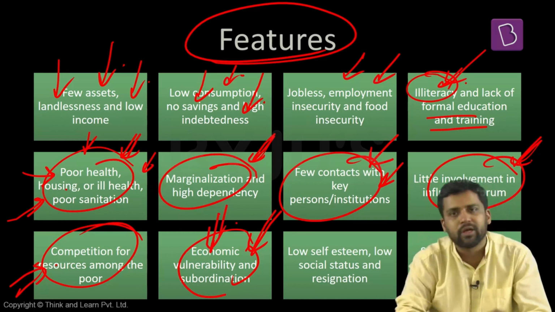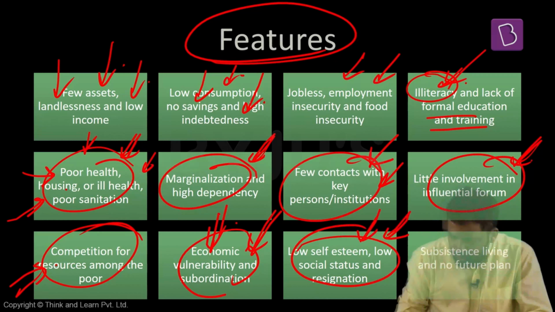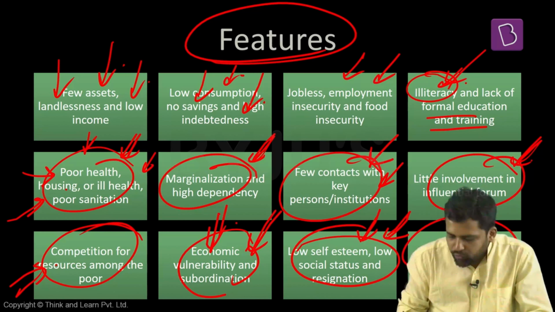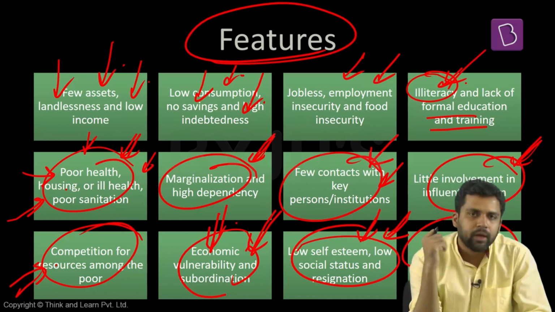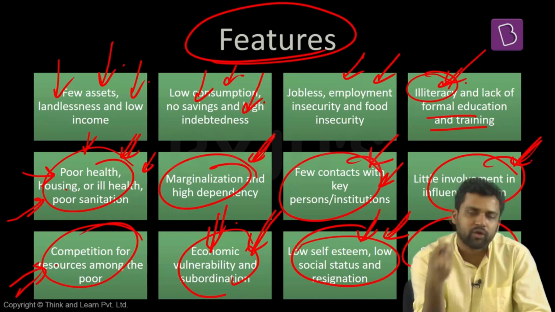So they are always more vulnerable. They are always subordinated. Poverty can also lead to low self-esteem. It can lead to low social status. Also, those who are poor, they generally lack future plans. They only focus on subsistence living. See, they do not have two square meals a day. So their main aim here is to ensure that they are not sleeping on an empty stomach. So they will focus more on acquiring those two basic meals for the day. They will focus on subsistence.